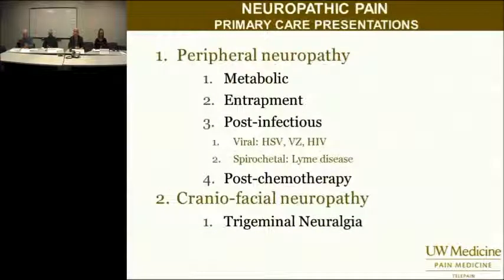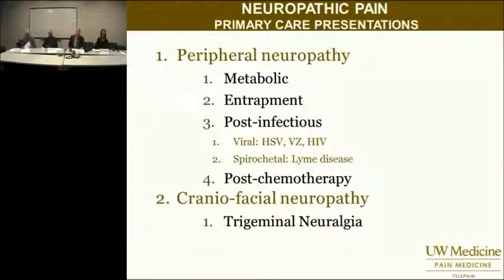Again, becomes more complicated. Neuropathic pain, you'll see this in your primary care practice. Common, certainly with metabolic, i.e. diabetes. You'll see it in carpal tunnel syndrome, ulnar nerve impingement syndromes, and post-herpetic, herpes simplex virus, shingles, varicella zoster virus, common with HIV disease, and Lyme disease produces a spirochetal neuropathy. Post-chemotherapy for cancer survivor patients, it's a rather refractory peripheral neuropathy.